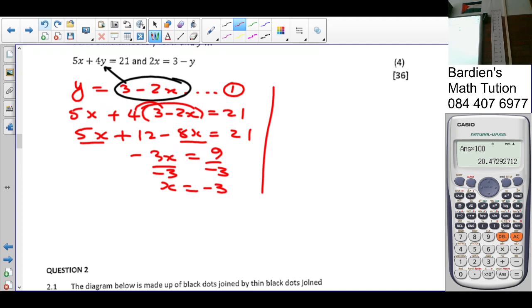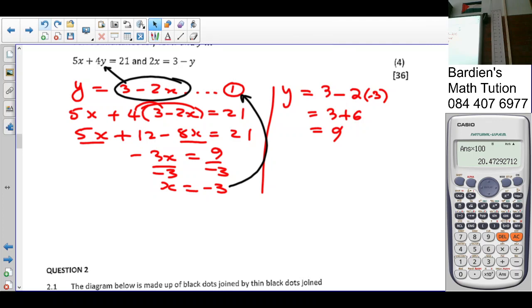Did I make a mistake? No? So what do I do with this? I sub that into equation 1, whatever you guys call it at that point. So we'll have y is equal to 3 minus 2 times negative 3, which will give you 3 plus 6, which is 9. You all agree with that? Is that correct? Any confusion? You guys copied well then, eh?